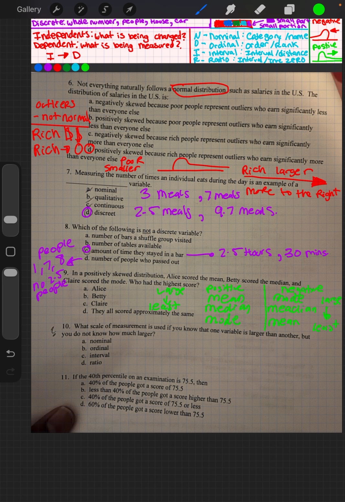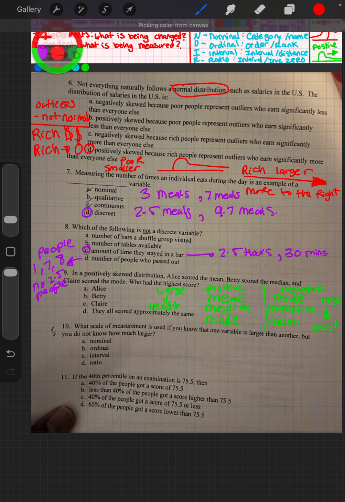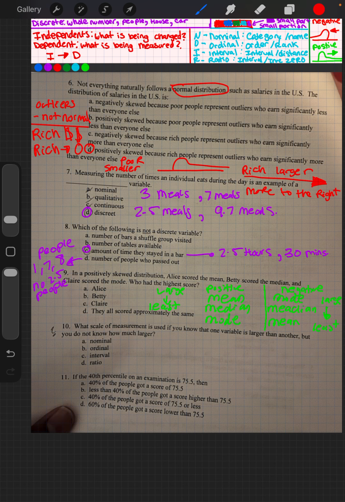So if Alice, so this one wants a positive. So positive means mean. So Alice means mean. So it's gonna be Alice. If they're talking about negative, then who has mode? Then Claire for negative. Okay.